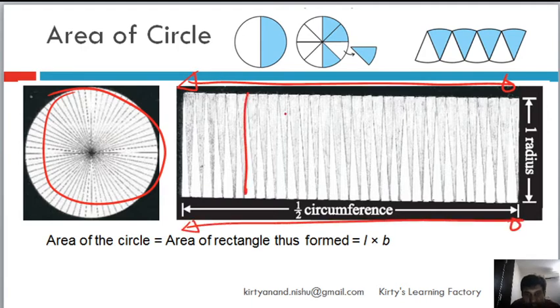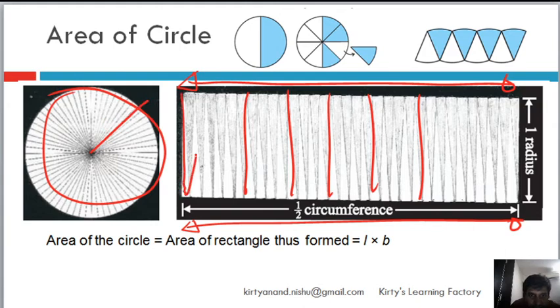And what will be this? This will be the radius, right? Because this is the radius, this is the part which I am putting here. So this will be the radius, correct? Now for this to happen, you really have to chop it into very, very small parts. This is a visual representation, and therefore we get a rectangle.